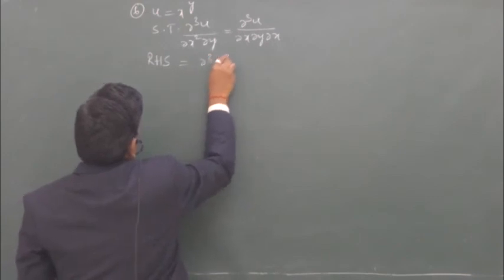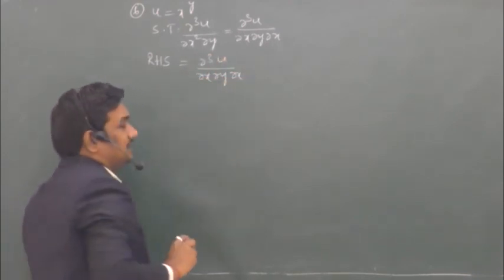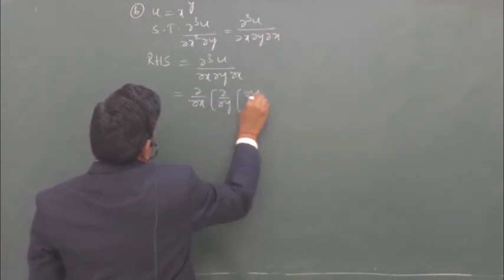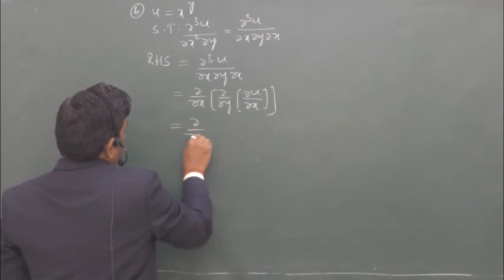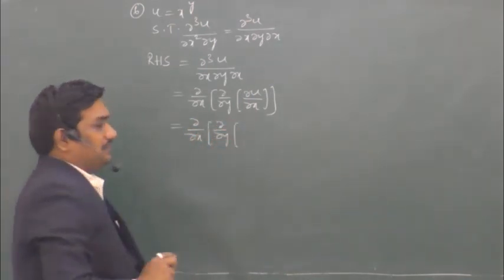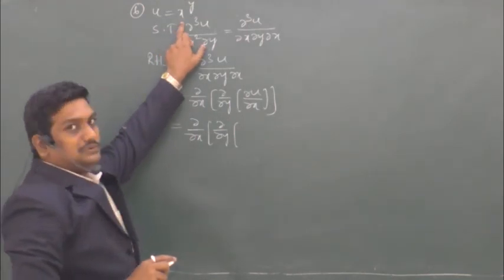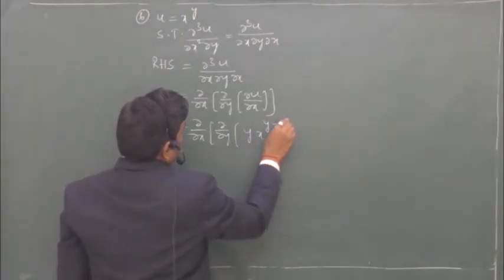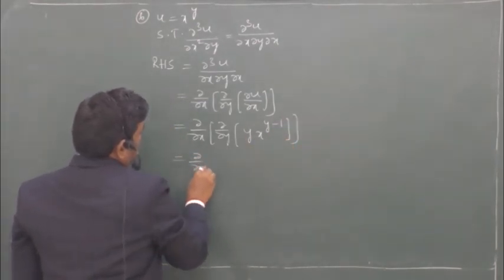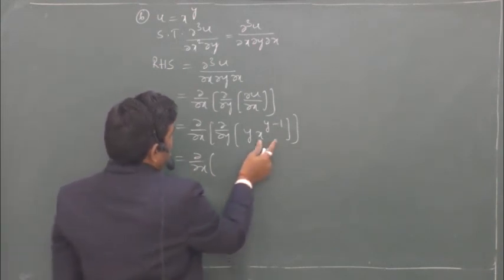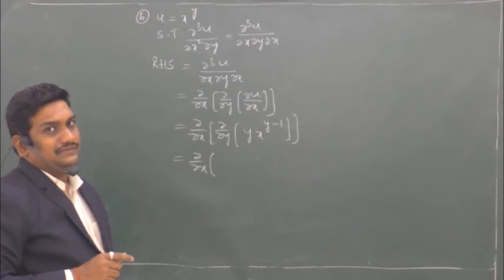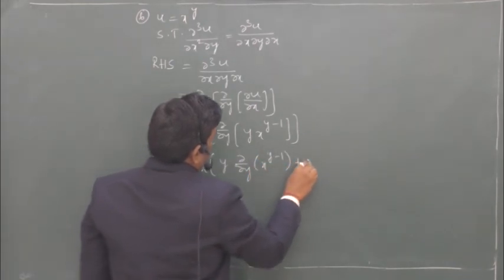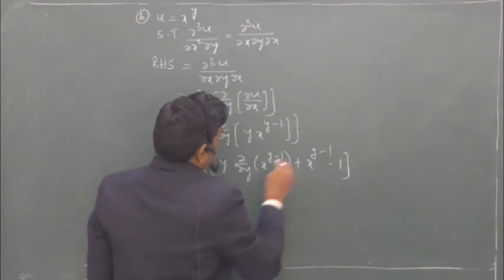So this is ∂³u/∂x∂y∂x. This is same as ∂/∂x of ∂/∂y of ∂u/∂x. Now it is ∂/∂x of ∂/∂y of ∂u/∂x. So differentiating x^y, it is of the form x^n. Its derivative will be y into x^(y-1). Now it is ∂/∂y of x^(y-1) is having y, and y is also having y. You need to apply derivative of uv. It is y into ∂/∂y of x^(y-1) plus x^(y-1) into derivative of y with respect to y is 1.